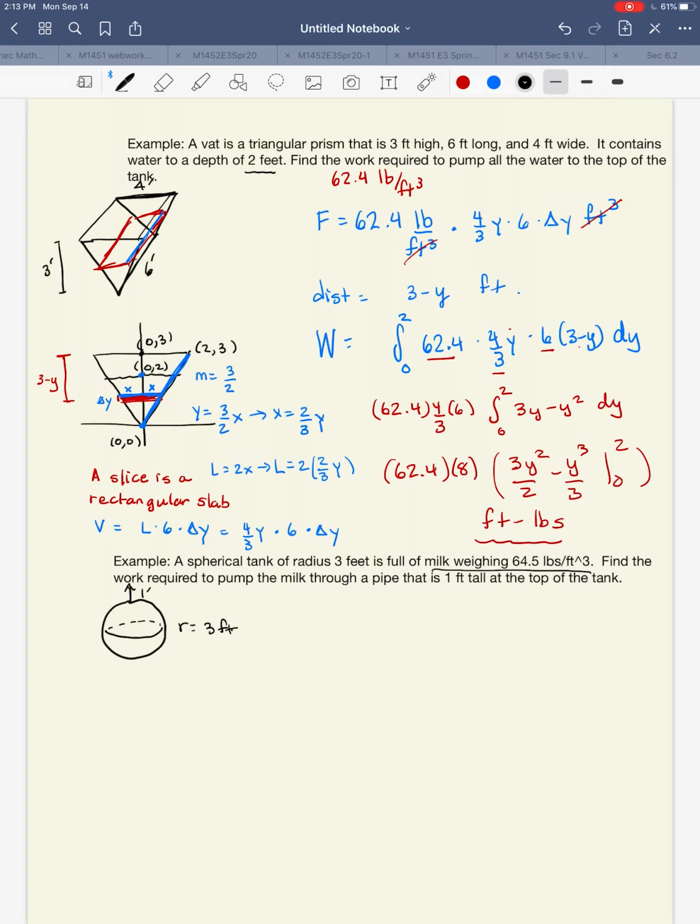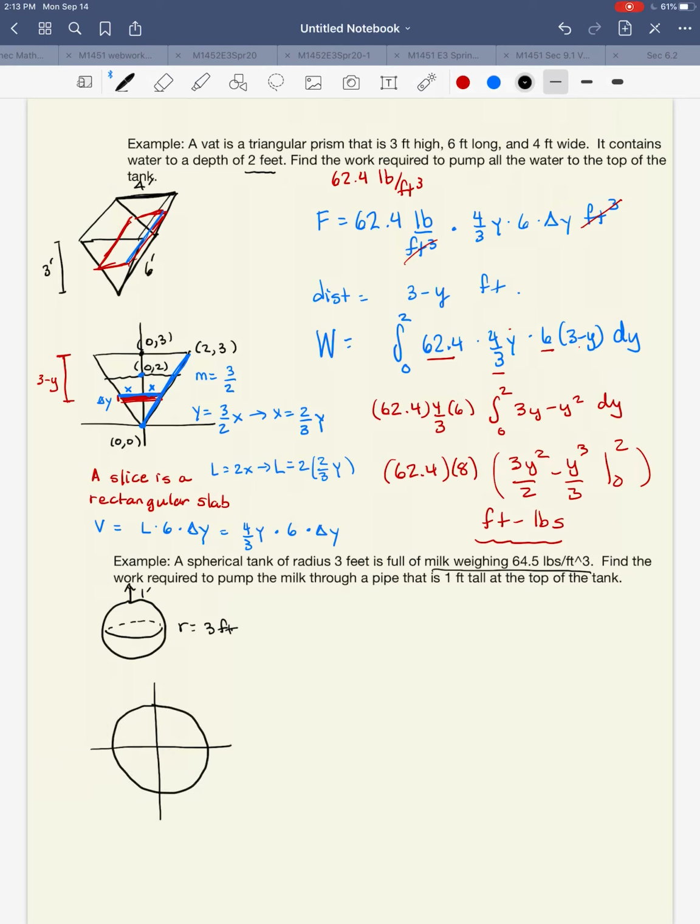So I'm going to take this sphere and picture it as a circle and put it on a coordinate system. The easiest circle that I can write the equation of is a circle centered at the origin. So I'm going to place that circle with its center at the origin.